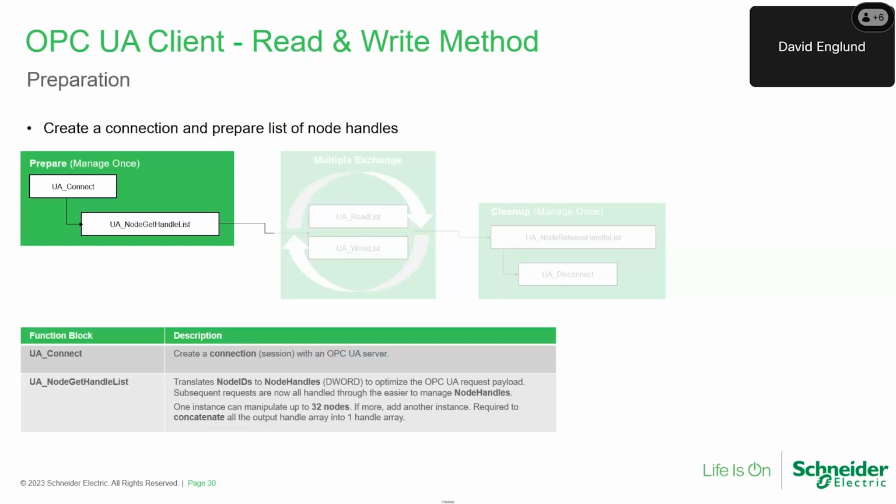So first we'll look at the prepare phase, which we only need to perform once. When preparing the connection, the UA connect block is used to create a connection, also called a session, with the OPC UA server. The UA node get handle list instruction is then used to translate node IDs, which are the addresses of OPC UA items, to node handles, which are a simple D word, to optimize the OPC UA request payload. All subsequent requests are now handled through the easier-to-manage node handles rather than node IDs.